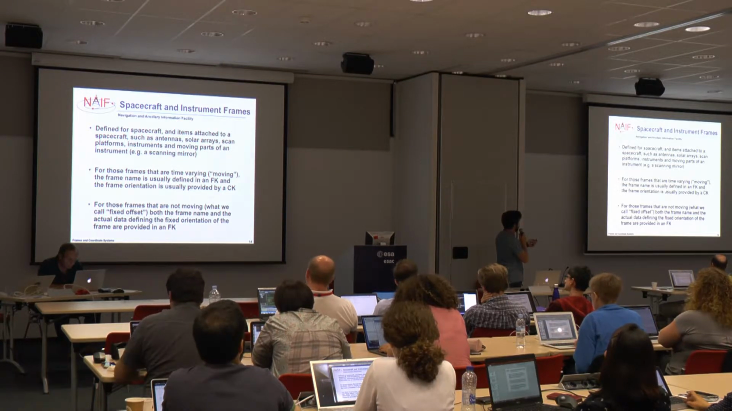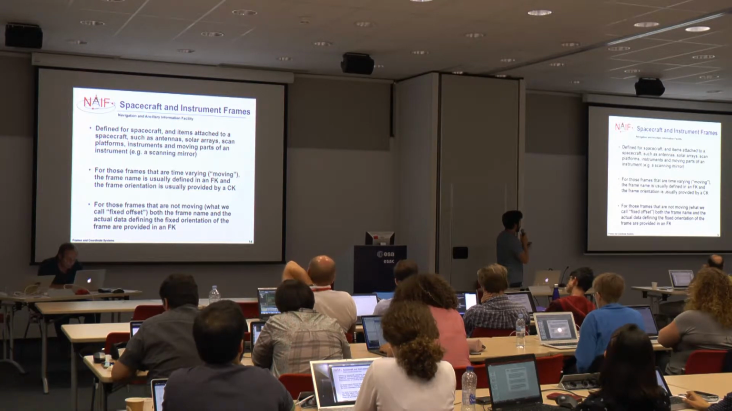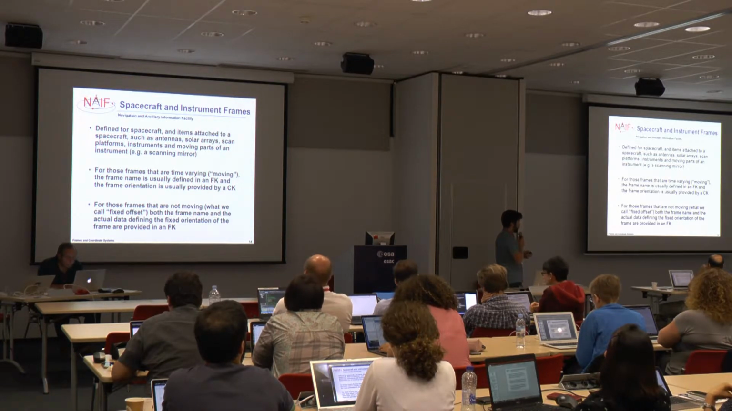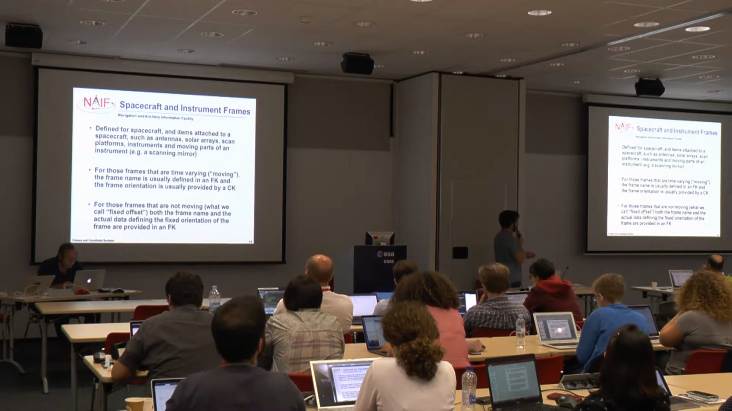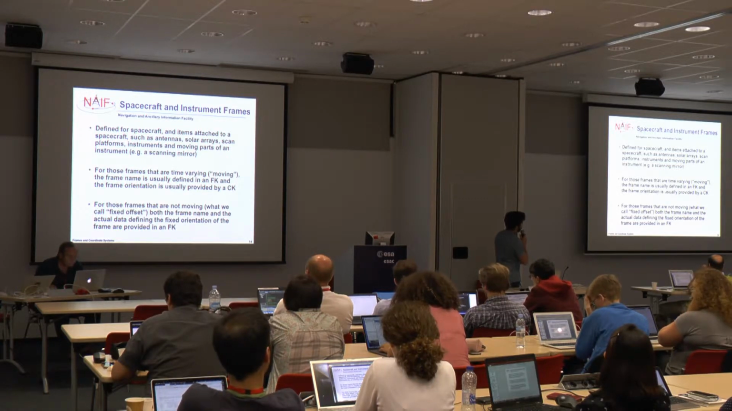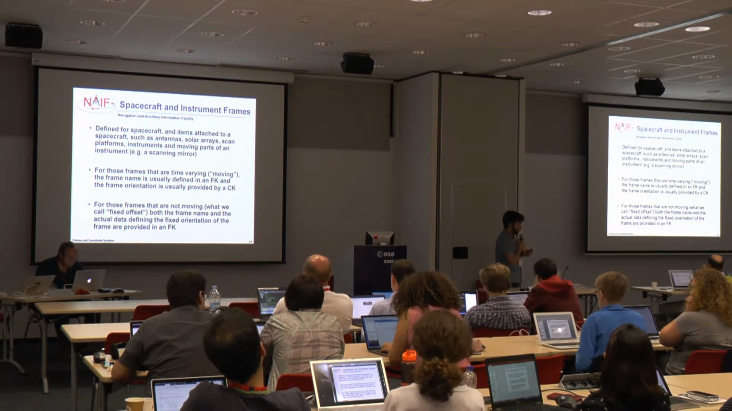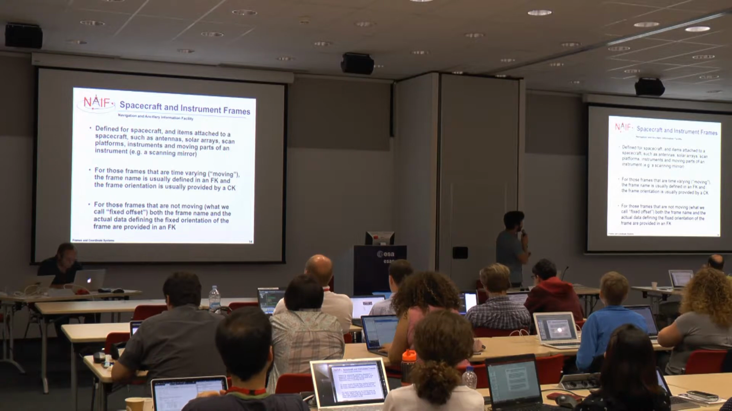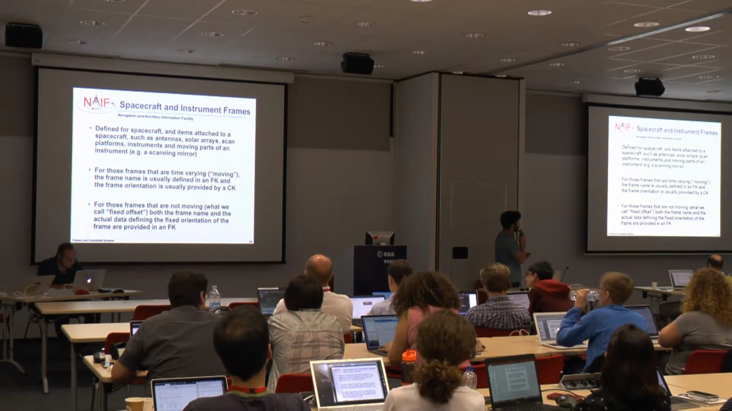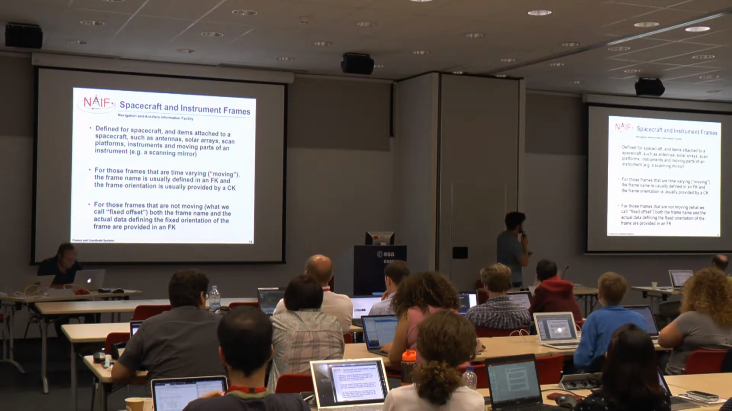Those frames that are time varying, so those frames that are moving, are usually defined in an FK, and the frame orientation is usually provided by a CK. The ones which are not moving, the ones that we call fixed offset frames, basically are defined in this frames kernel file. So the frames kernel of a given spacecraft is one of the main kernels that you will need to load if you want to get any kind of orientation information for that given spacecraft.